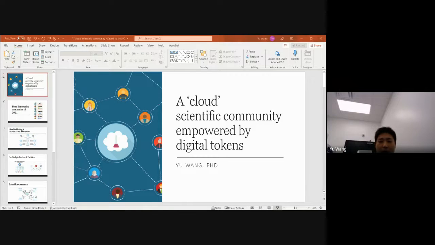Basically, there are a few things I would like to share with the community today. The first part is cloud publishing and crowdsourced peer review. I think most of us are already very familiar with this topic, as ResearchHub is also a cloud publishing system. Here you publish, you receive questions and comments. The one thing I would like to add is machine learning based article distribution.